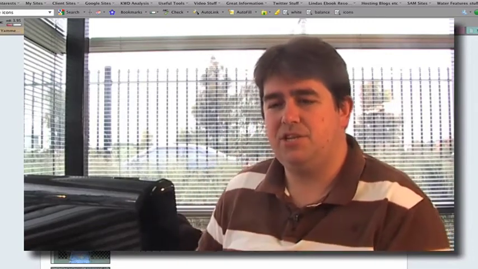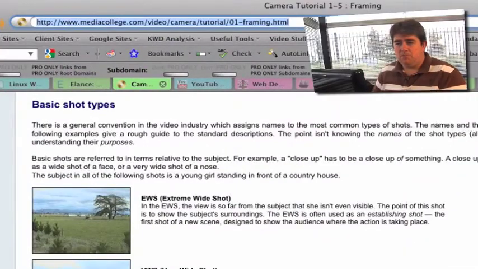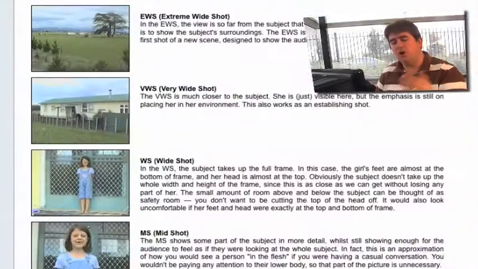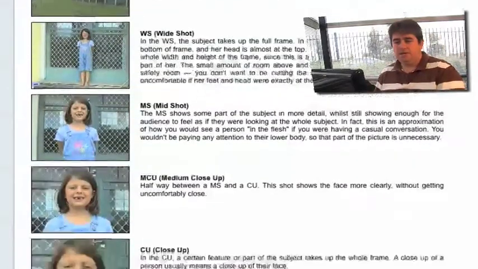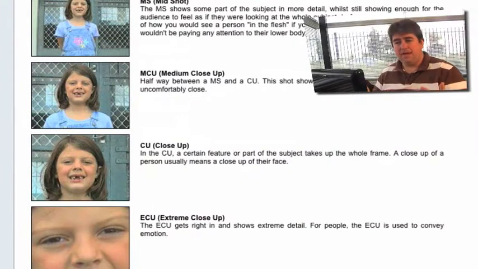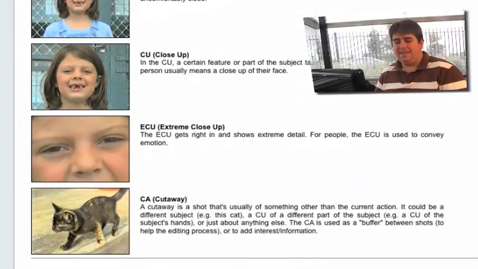Let's start off with some basic shot types. I'm going to use some web pages here. It's important to know these, even if you're not using them for video blogging per se, but if you are working with camera operators, or even just thinking through shot listing, it's really important to know the shot types so you can describe what you're wanting. Starting at the most wide: an extreme wide shot, a very wide shot, a wide shot, moving through to a mid shot, an MCU, close-up, an extreme close-up, and then a cutaway.